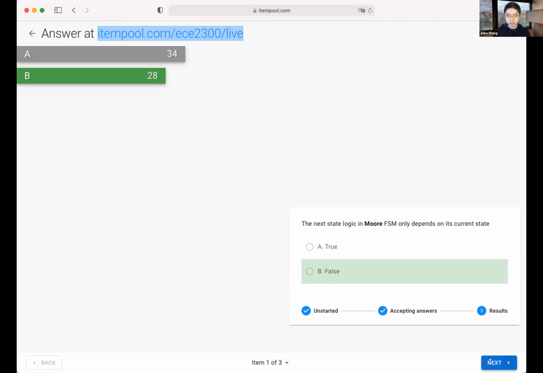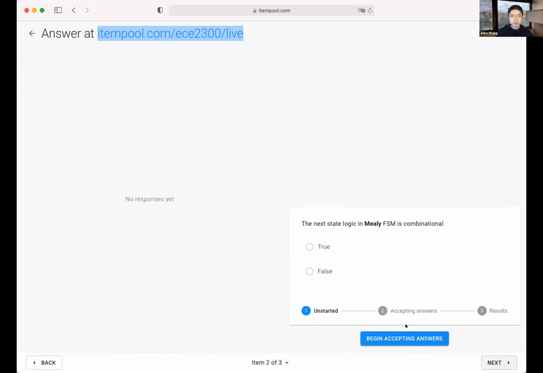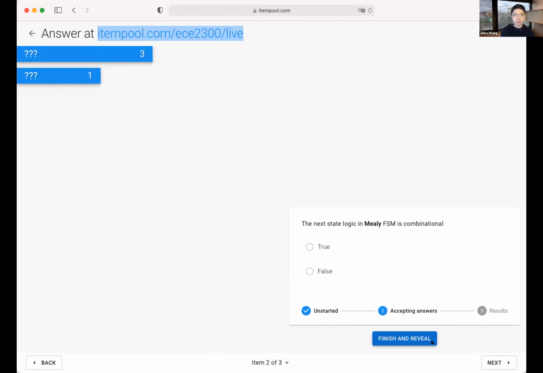Next one. Let's see whether there's any questions on the chat window. This is not a quiz, okay? This is not a quiz. This is just a set of in-class exercises. With the quiz, I'm not going to review the answer. Next one. Next state logic in a Mealy machine, in a Mealy FSM, is combinational.